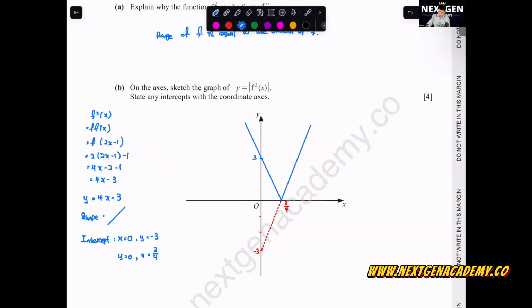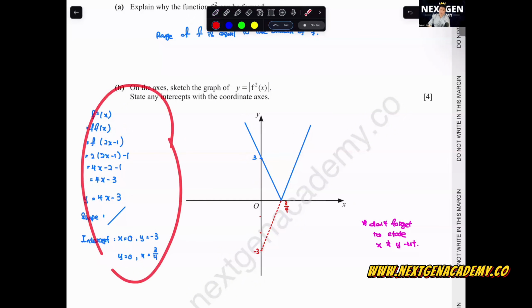Reflected up, so here will become positive 3. In the exam, I'm just showing you the steps here, but in the exam, no need to write this. The most important is that you get your V shape, and then you label this 3 and 3 over 4. Don't forget to label. Don't forget to state the x and y intercepts. I always see students miss out this one. They do all the calculation correctly, get the drawing right, then forget.